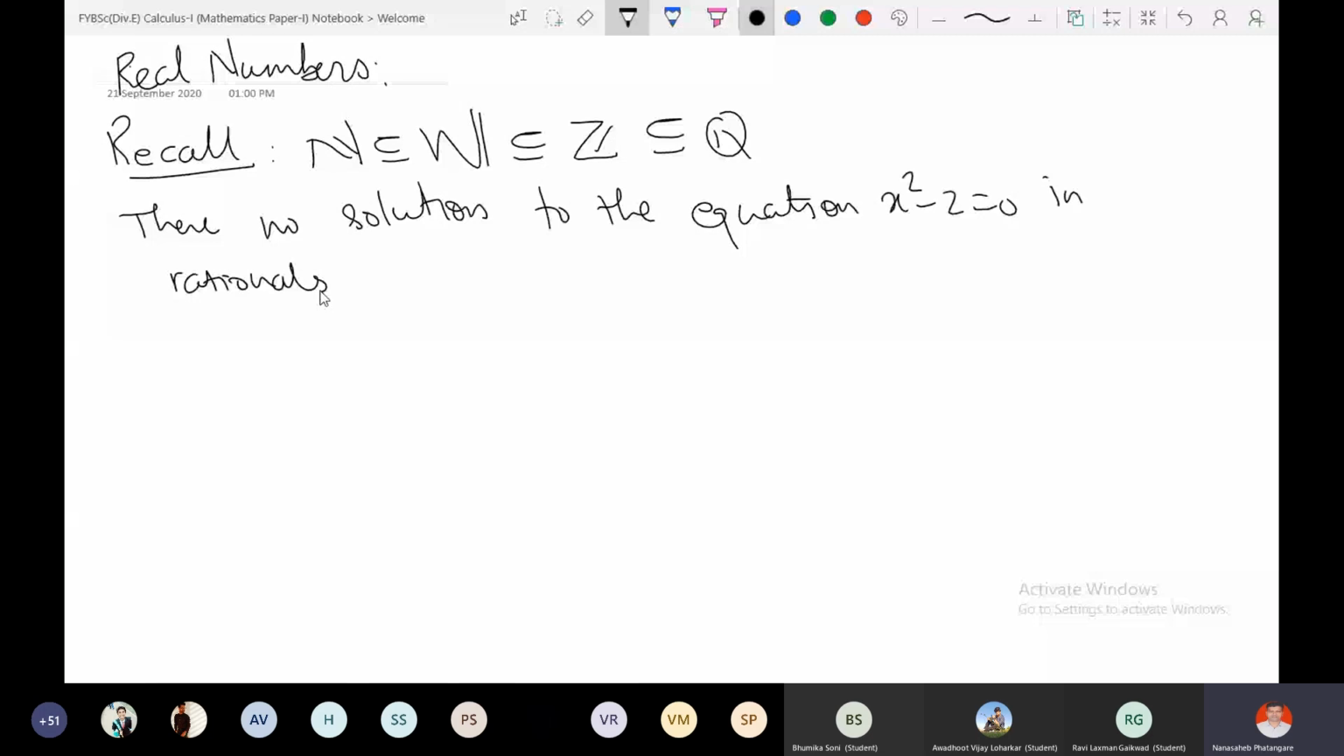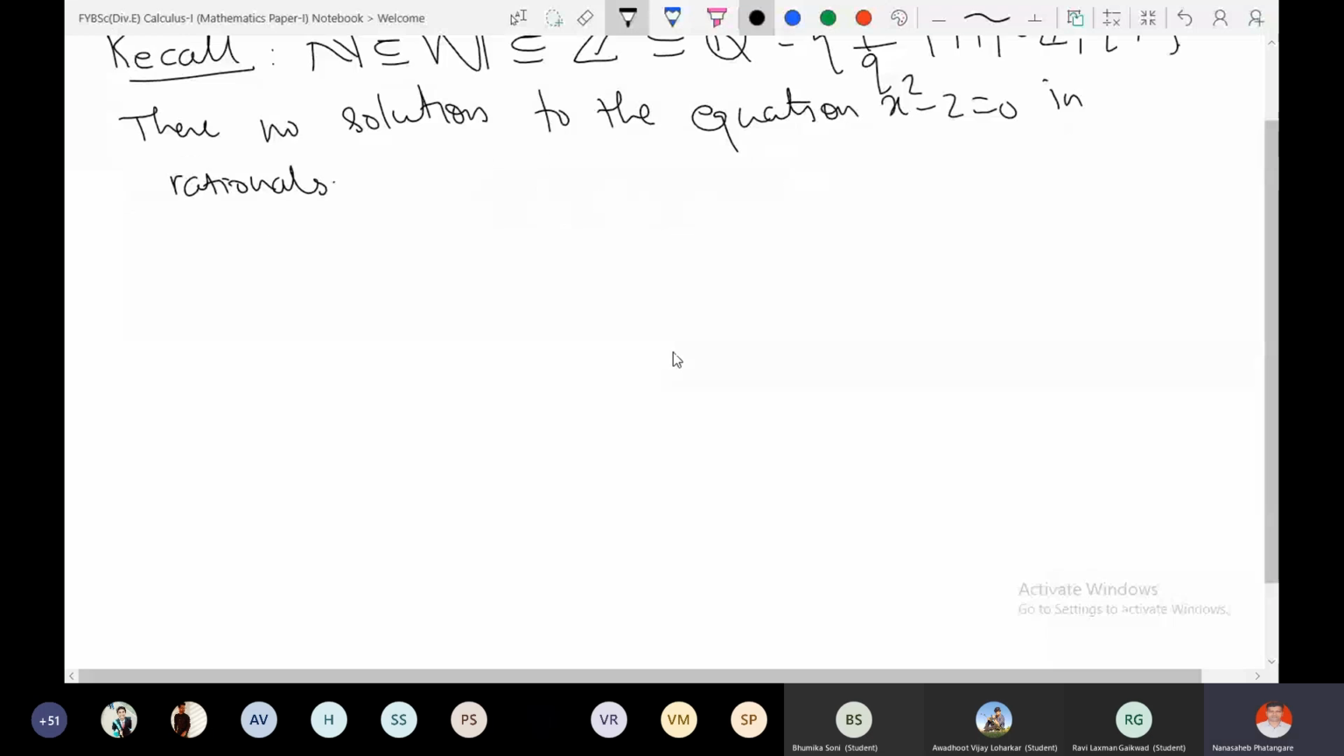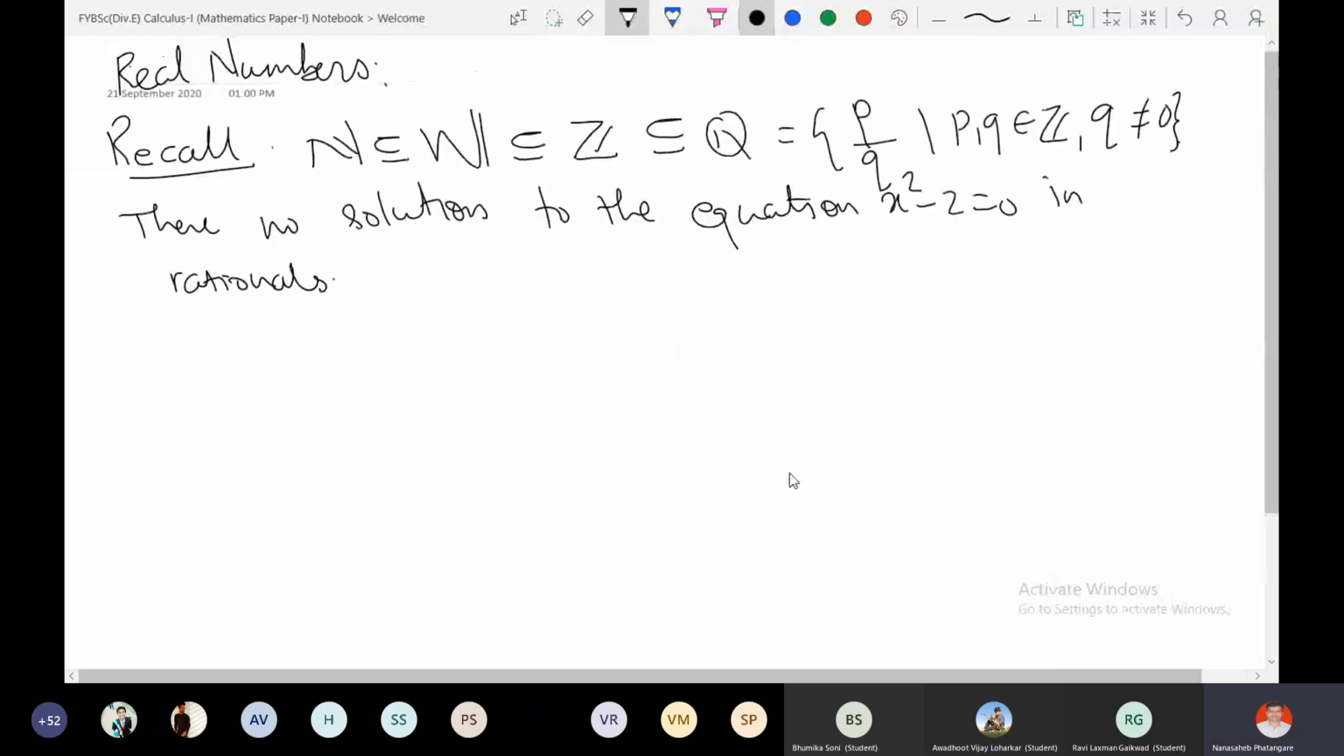Right, so what is the set of rational numbers? All the numbers of the type p by q. So p by q is just notation, right? Here p, q are integers and q is a non-zero integer. So p by q is a notation to denote some rational number.